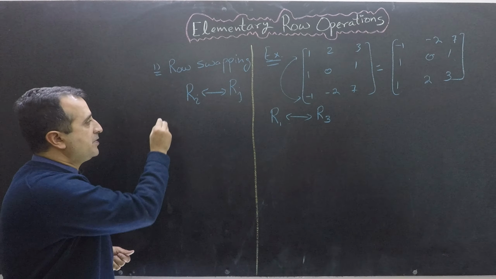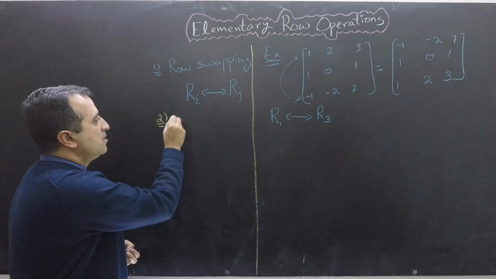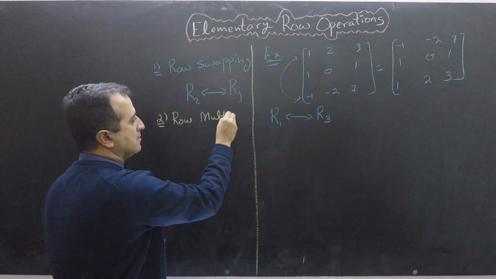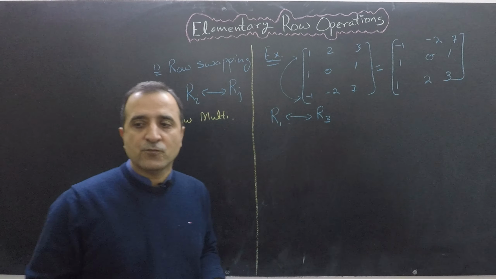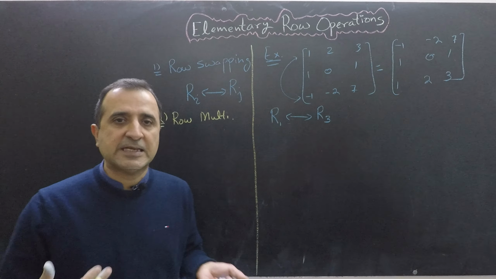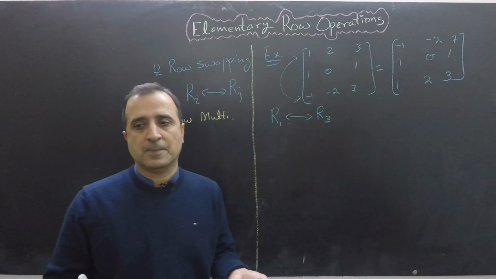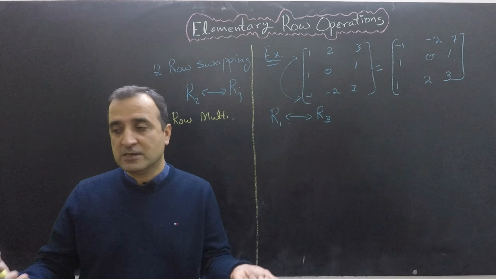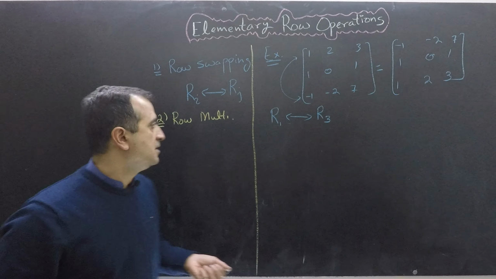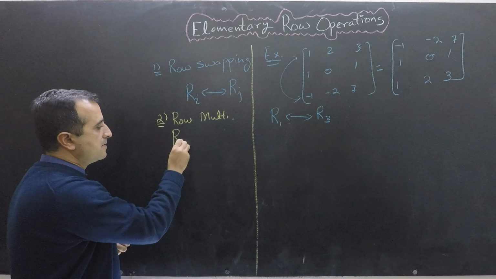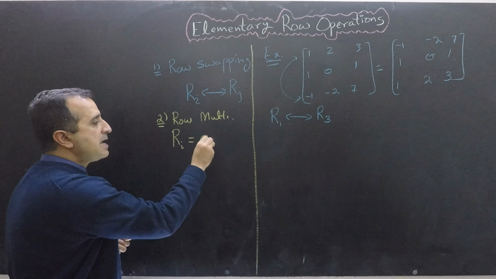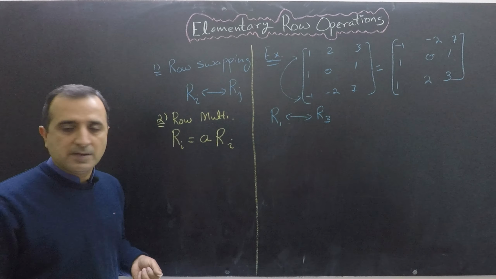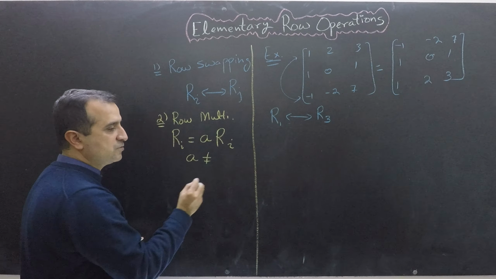The second elementary row operation is called row multiplication. In row multiplication, we multiply a row with a scalar, but that scalar cannot be equal to 0. The scalar can be a negative number, it can be a fraction, but it cannot be 0. So I can say that Ri equals A times Ri, but A cannot be equal to 0.